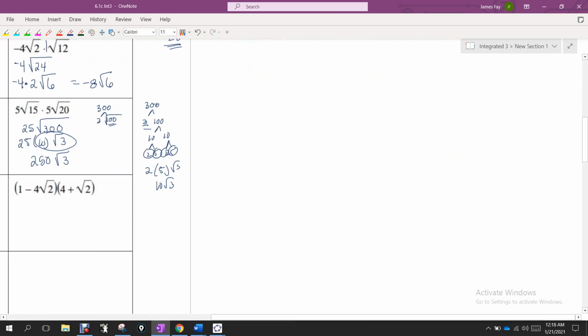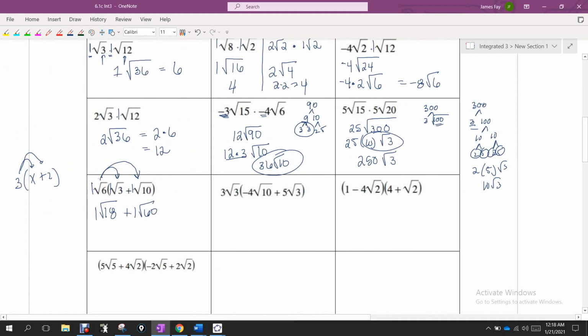This 18 is going to go down to 2 and 9, 3 and 3. So there's a group of 3's, so it gives me 3 radical 2. That's what radical 18 is the same as.